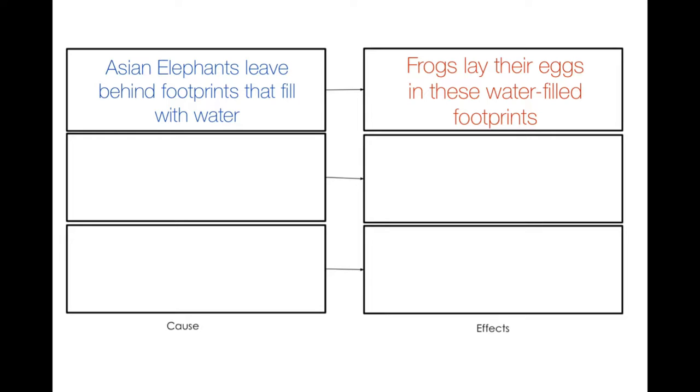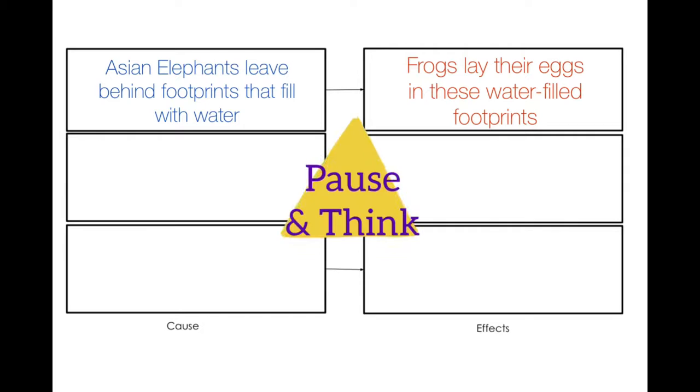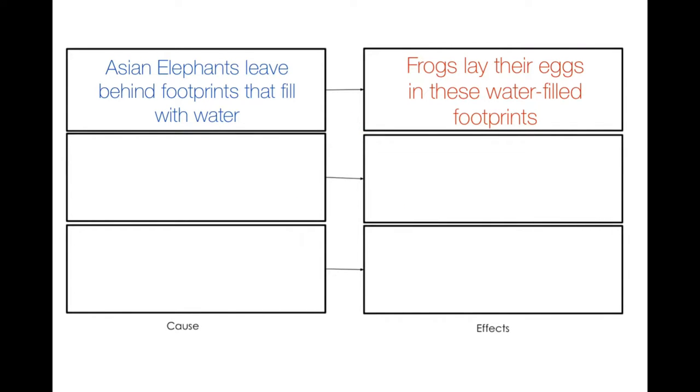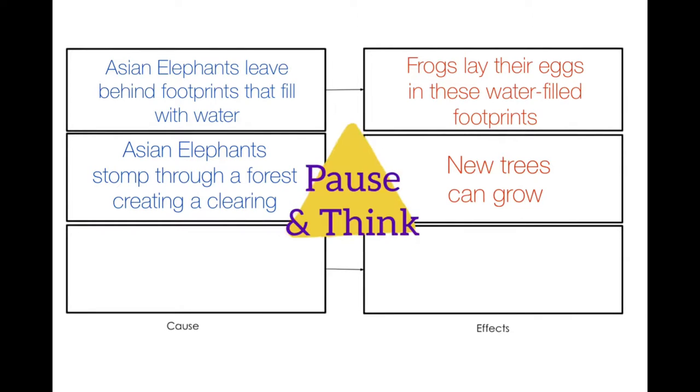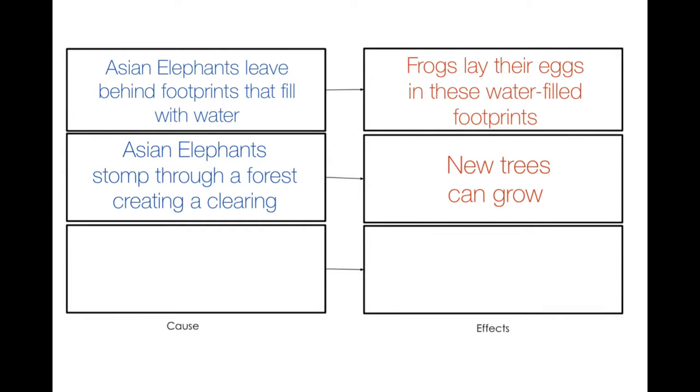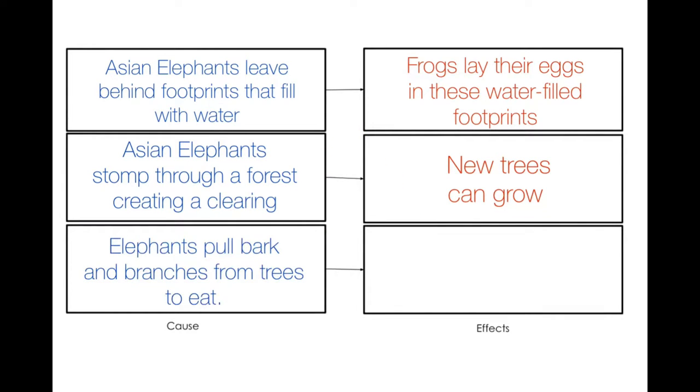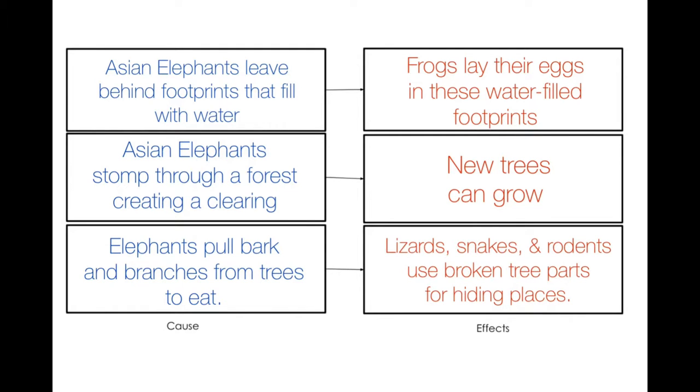Can you find another cause and effect that shows the relationship between elephants and their environment? I found that Asian elephants stomp through a forest creating a clearing, and as a result, new trees can grow. Pause the video one more time. Can you find one more cause and effect from the text? I noted that elephants pull bark and branches from trees to eat. This is an event that occurs, and as a result of that event happening, lizards, snakes, and rodents use these broken tree parts for hiding places.